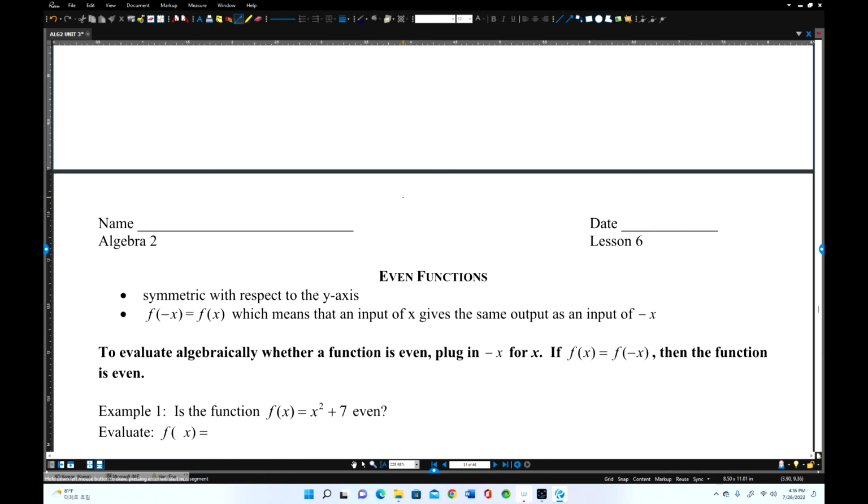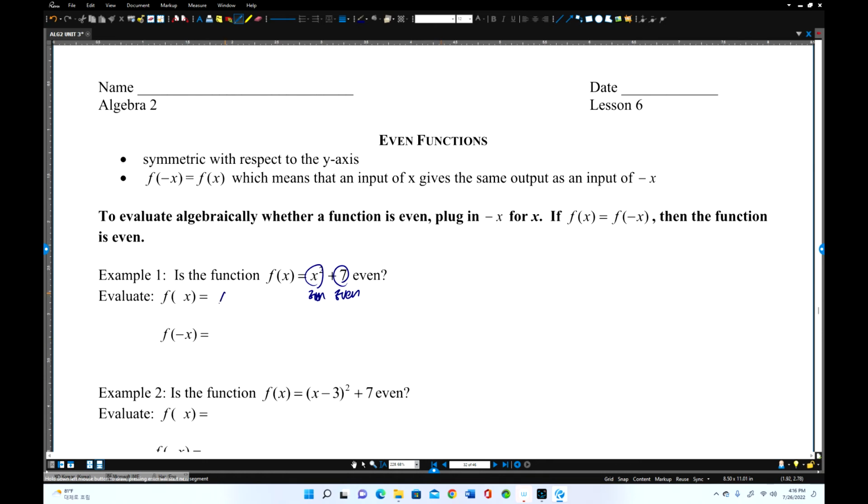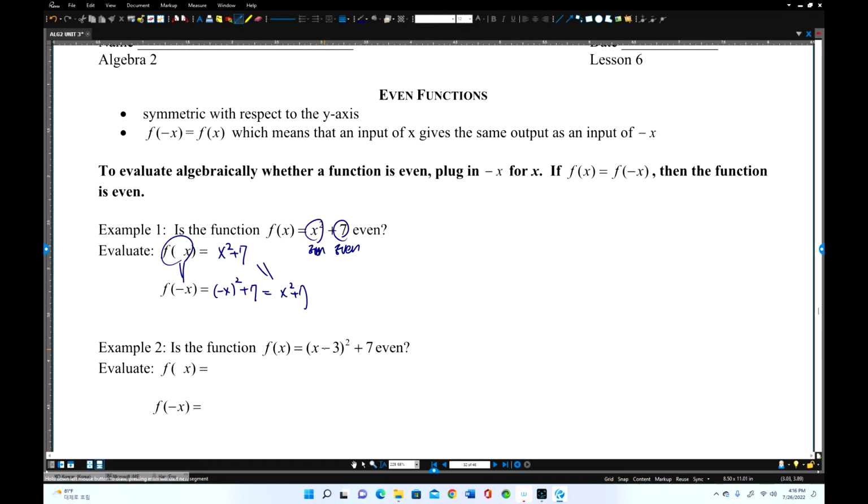So for even functions, this is repeating. This is even, yes. Altogether it is even, right? But you know that. Or you can prove it. F of x is x squared plus 7, the same as before. Put in negative x there. Negative x squared plus 7 is still x squared plus 7, right? They are equal. That means these two are even. But is this one even? No, there are translations. Moved to the right by 3. If you know this, that is neither.